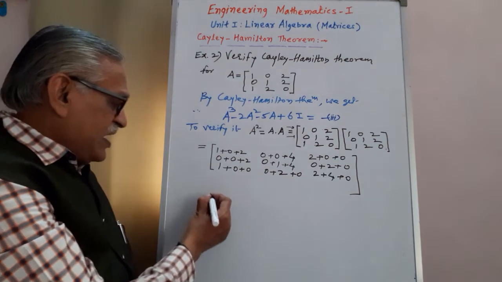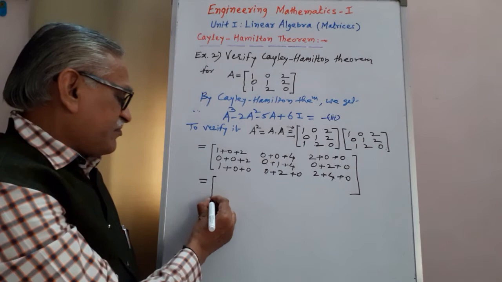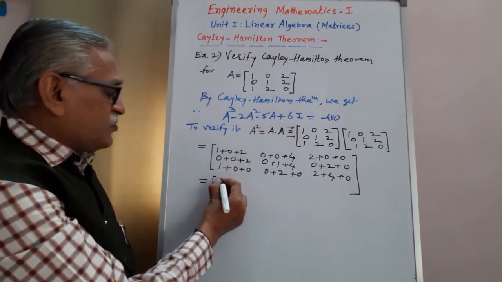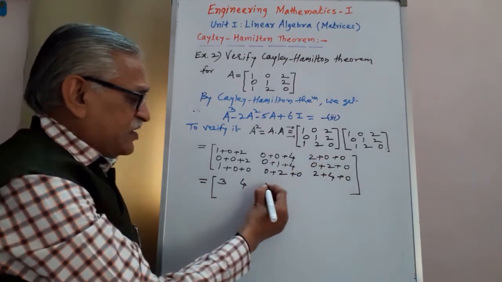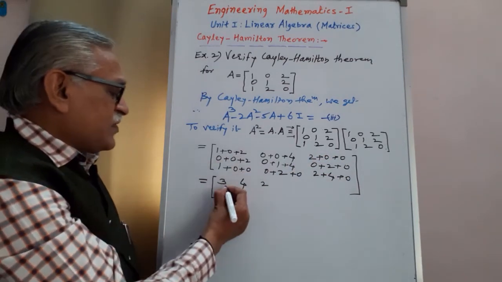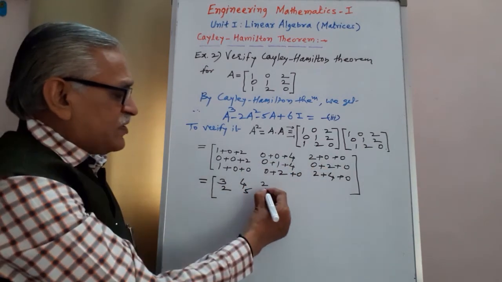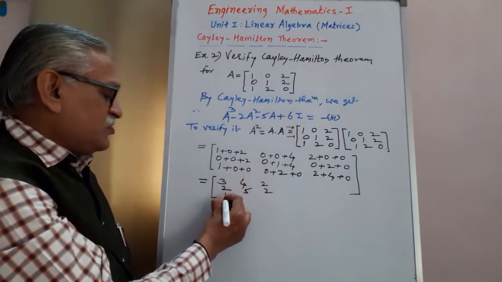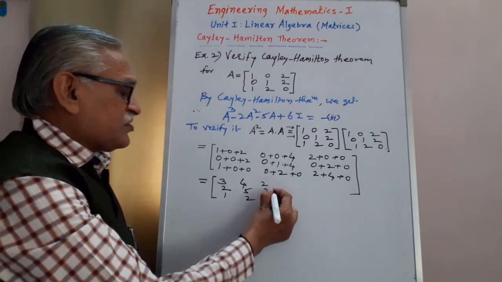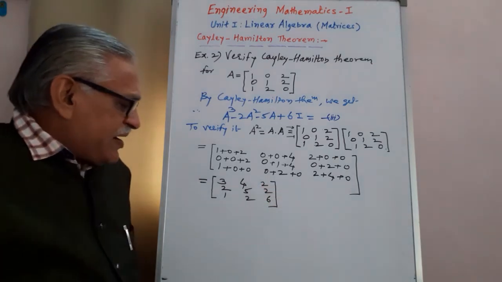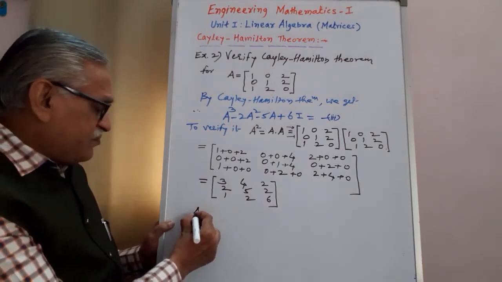And therefore, we have that matrix with elements 1 plus 2, 3. First, 0 plus 4, we get 4. 2 plus 0, we get 2. 0 plus 2, we get 2. 1 plus 4, we get 5. 0 plus 2, 2. 1 plus 0, 1. 0 plus 2, 2. And 2 plus 4, 6. And therefore that matrix is this.